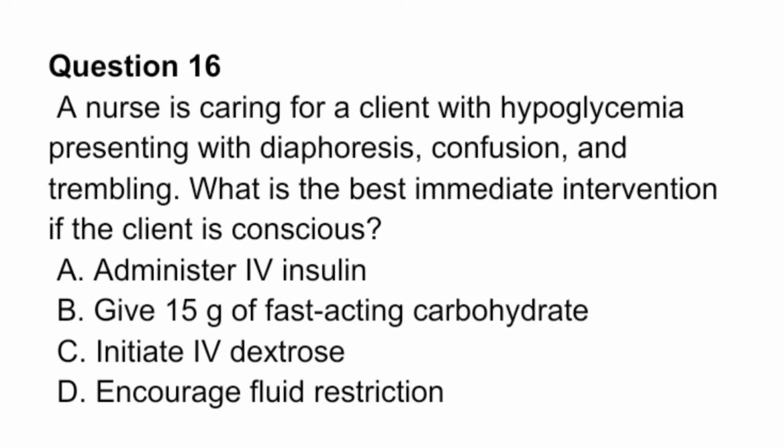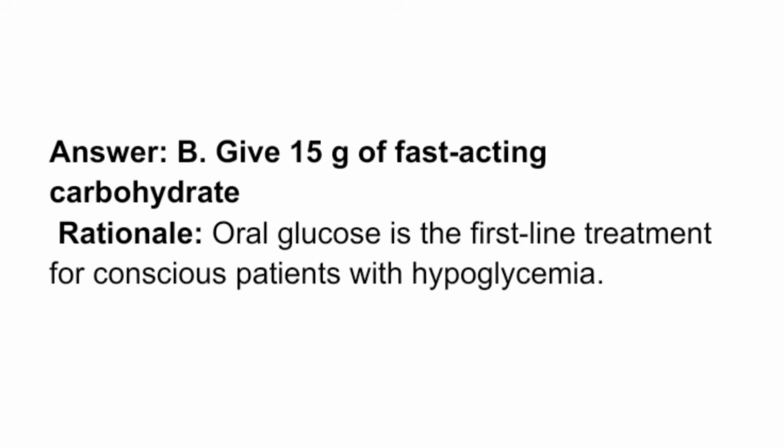A. Administer insulin. B. Give 15 g of fast-acting carbohydrate. C. Initiate dextrose. D. Encourage fluid restriction. Answer: B. Give 15 g of fast-acting carbohydrate. Rationale: oral glucose is the first-line treatment for conscious patients with hypoglycemia.